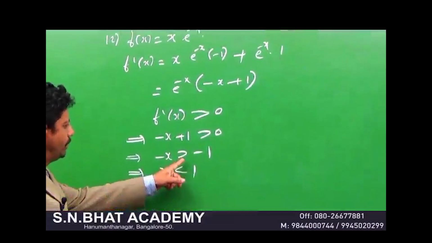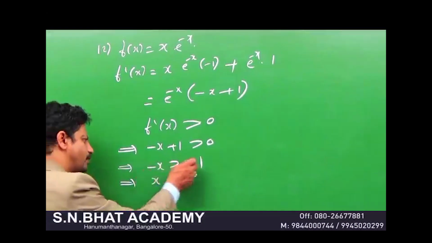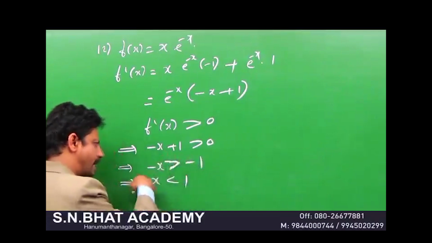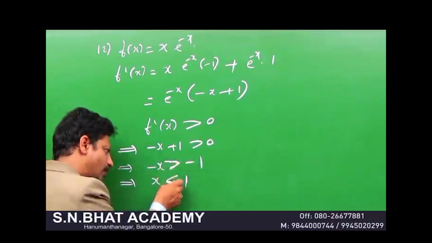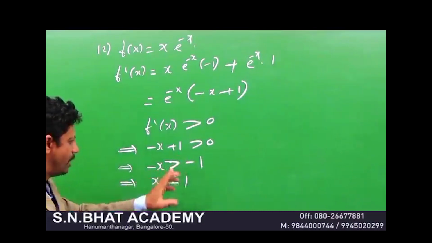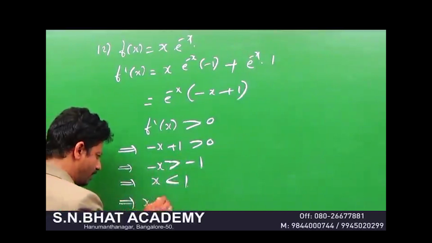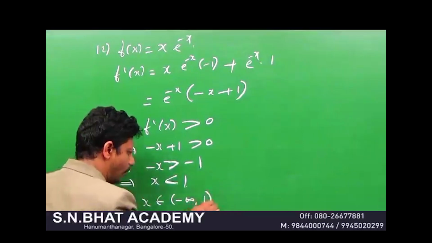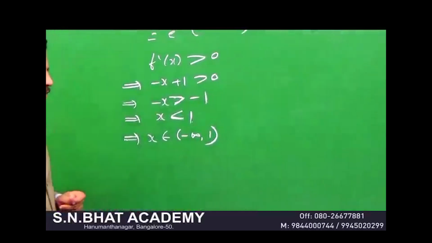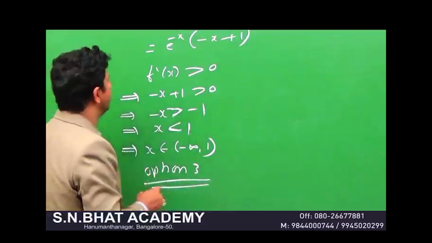Remember, whenever you have a negative sign on both sides and you cancel the negative sign, you have to reverse the inequality. Here we have minus x greater than minus 1. If you cancel that negative sign, you have to reverse the inequality. Greater than becomes less than. So whenever you cancel a negative number, you have to follow this rule. So x should be less than 1, which means x belongs to minus infinity comma 1. So this is the answer. So it is option number 3. Option 3 is the correct answer.